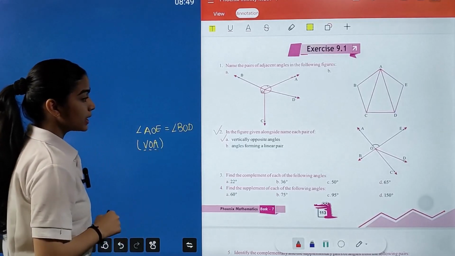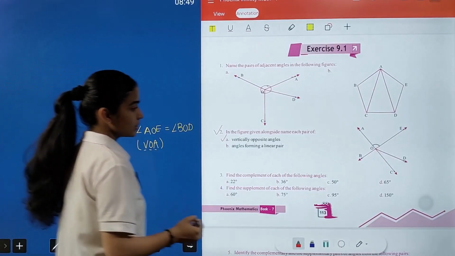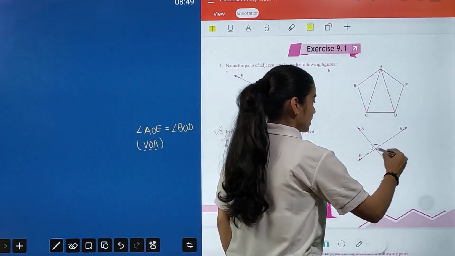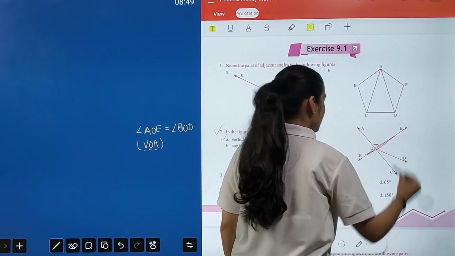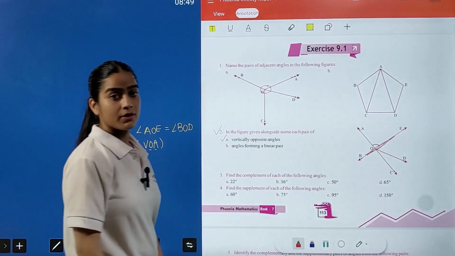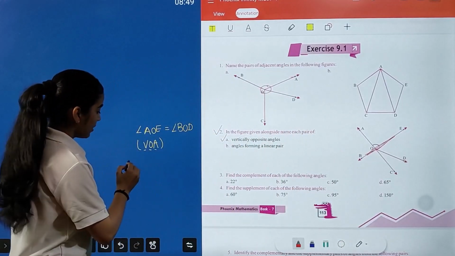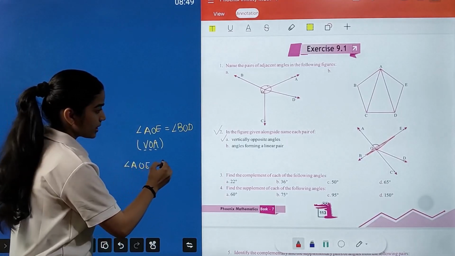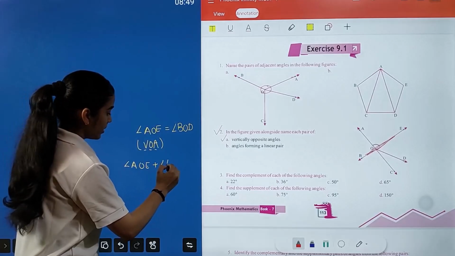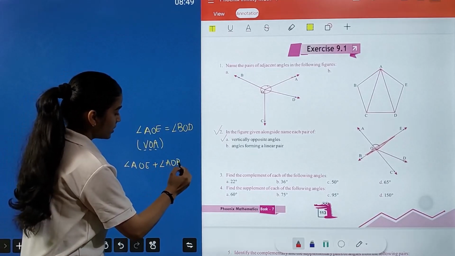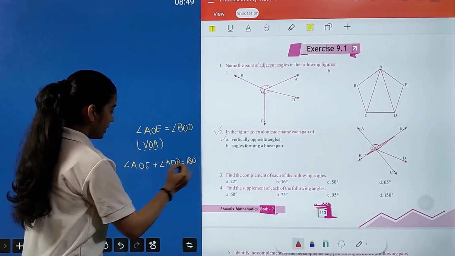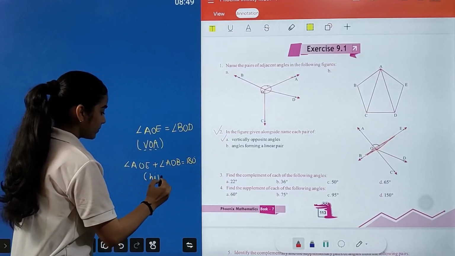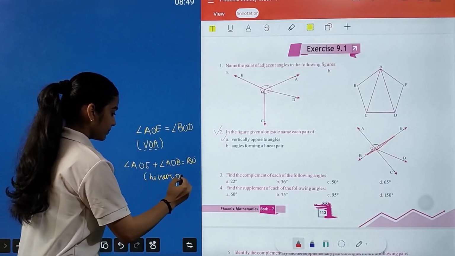Next, angles forming a linear pair. Here you see this is your straight line. Wherever you see a straight line, it means you have a linear pair. So angle AOE plus angle AOB is equal to 180 degrees, and this is your linear pair.